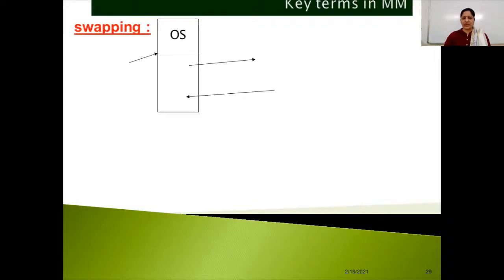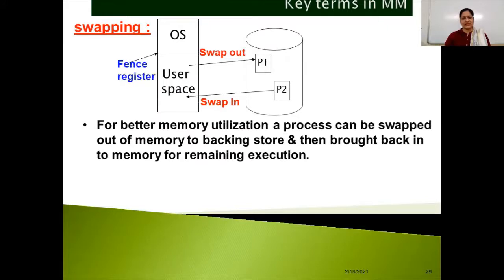Now let us have a look at the concept of swapping. It is very easy to understand. Here you can see in this image two different blocks. One entity represents the memory, with a separation between the user space and the operating system. On the other side, you can see the hard disk, or the secondary storage.